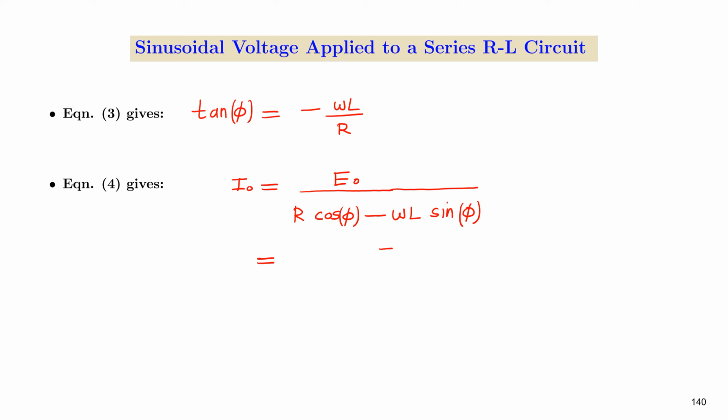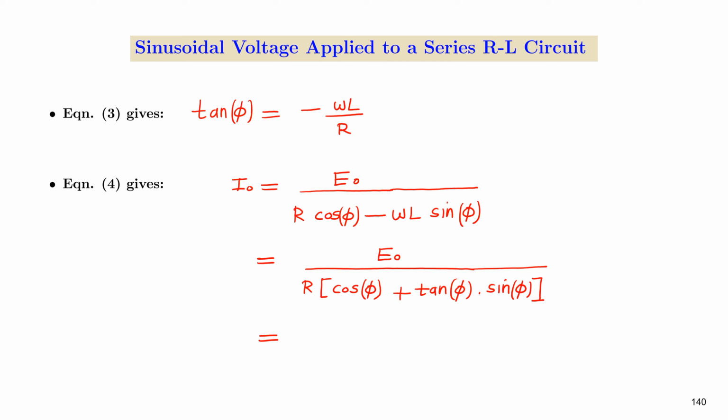We will simplify this equation, that is E0 over r multiplied by cos phi plus tan phi sin phi, because tan phi is negative of omega L over r. So that this equation is E0 cos phi over r. Now we have to substitute for cos phi.